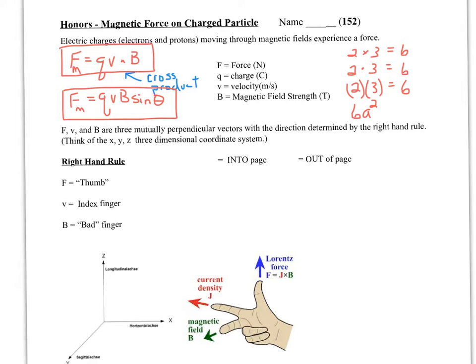Otherwise, you take your pointer finger, your index finger, and point it. And I'm going to do this with my finger in the direction of the current, the flow of the current, or the movement of the charge, I should say. So this one says current, but it's the movement of the charge. Let me put that on there.